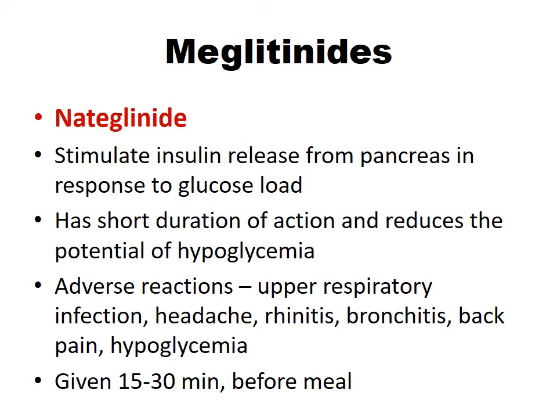Meglitinides, such as nateglinide, act in a similar way as sulfonylurea to stimulate the insulin release from the pancreas, have a short duration of action and reduce the potential of hypoglycemia. Adverse reactions: upper respiratory tract infection, headache, rhinitis, bronchitis, back pain, and hypoglycemia. Usually given 15 to 30 minutes before meals.